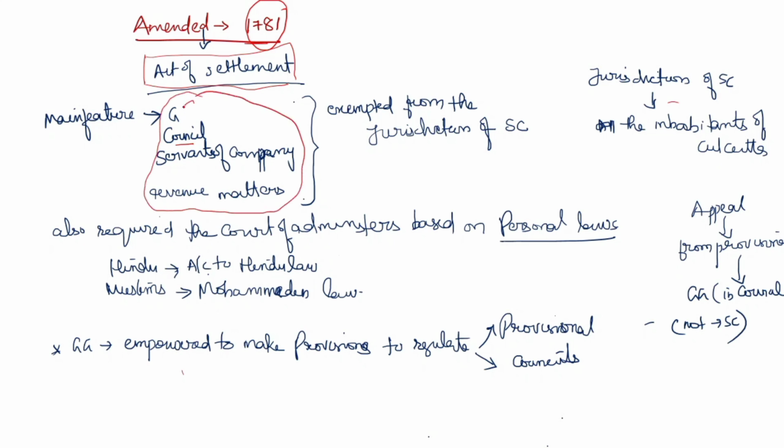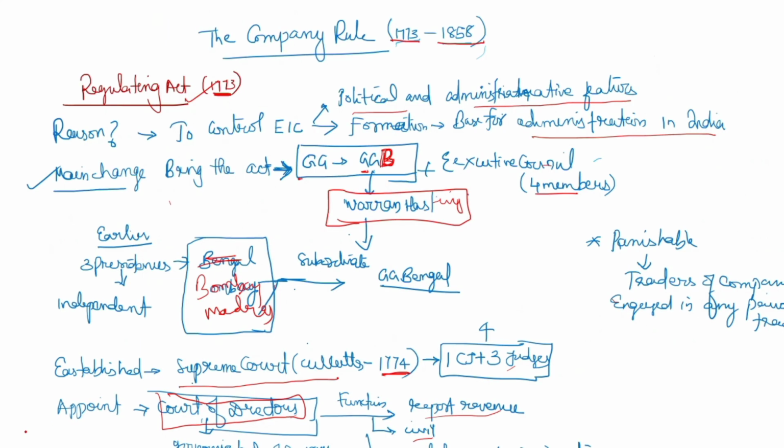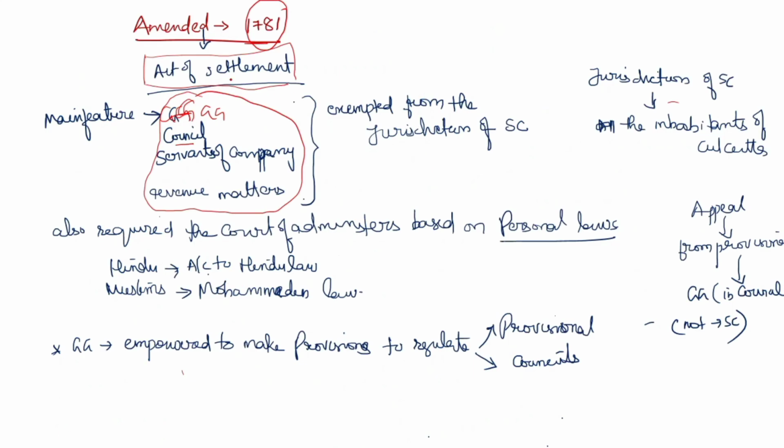The Governor General and the Council, servants of the company and revenue matters, all these are exempted from the jurisdiction of the Supreme Court. In the earlier Act, the Regulating Act 1773, we saw that the Supreme Court was established at Calcutta. So in the Act of Settlement, the Governor General's Council, servants of the company and its revenue matters are exempted from the jurisdiction of the Supreme Court.